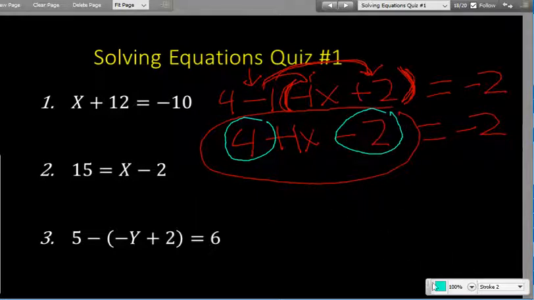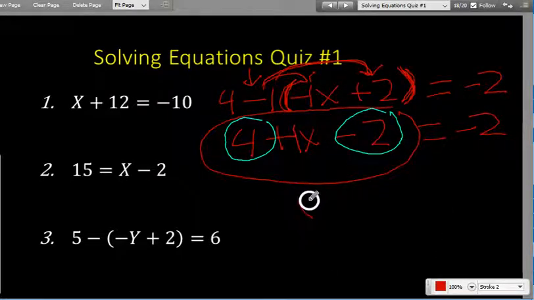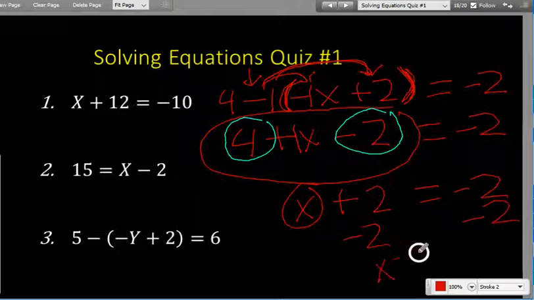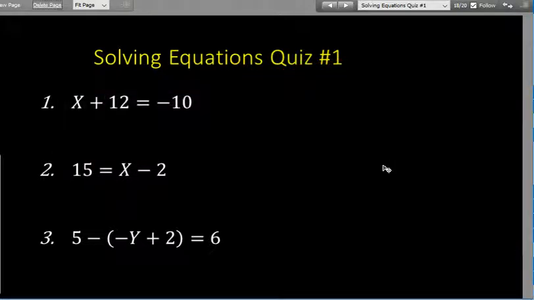So the left side, once we simplify our like terms, the left side is x plus 2 equal to negative 2. From there, to isolate this x, to get it all by itself, we have to get rid of the plus 2 by doing a minus 2 on both sides. So x equals negative 4. That is our solution.